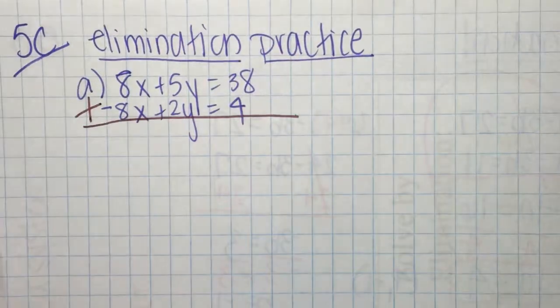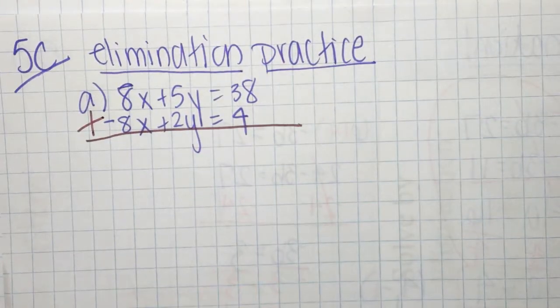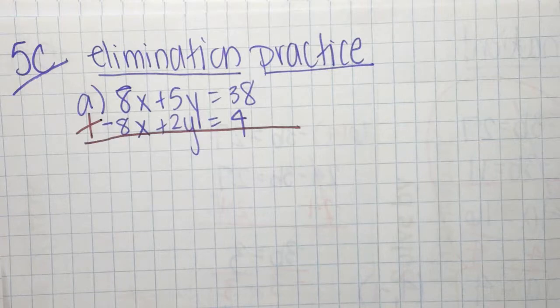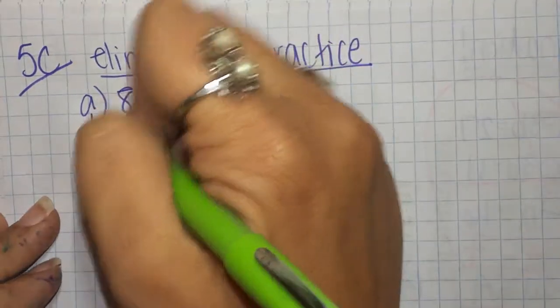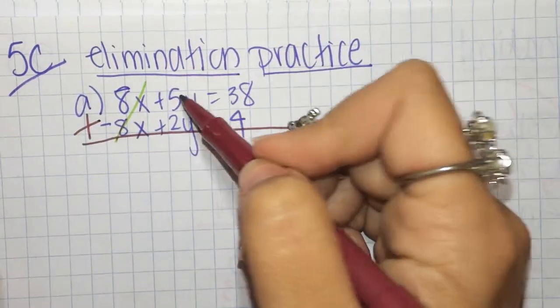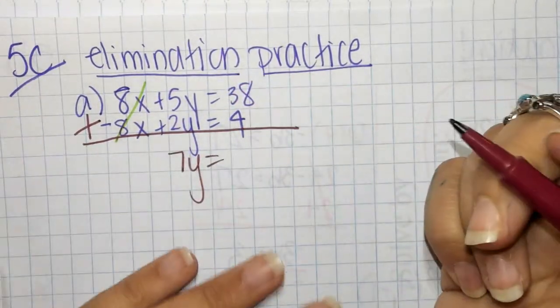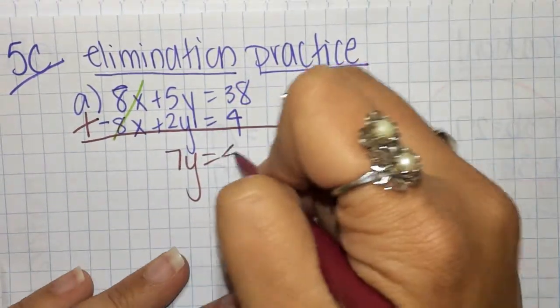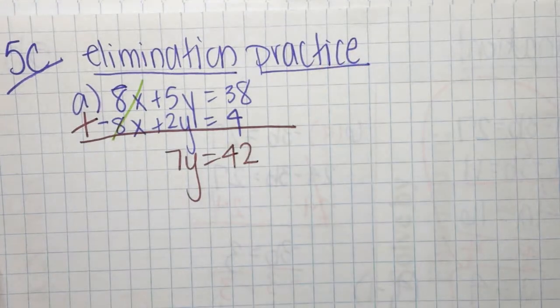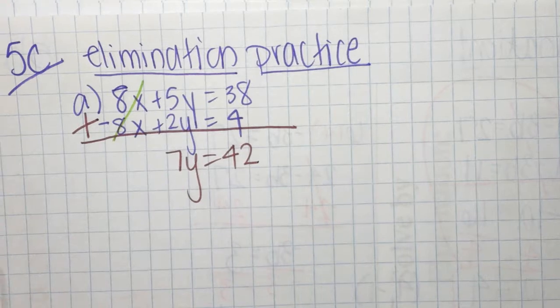Now, we're going to add straight down because we have opposite signs. So we're going to add everything together. 8x plus negative 8x is 0. It cancels. 5y plus 2y is 7y. 38 plus 4 is 42. Does everybody see where I got those numbers from? Has everybody written this down and you're on the same page as I am?